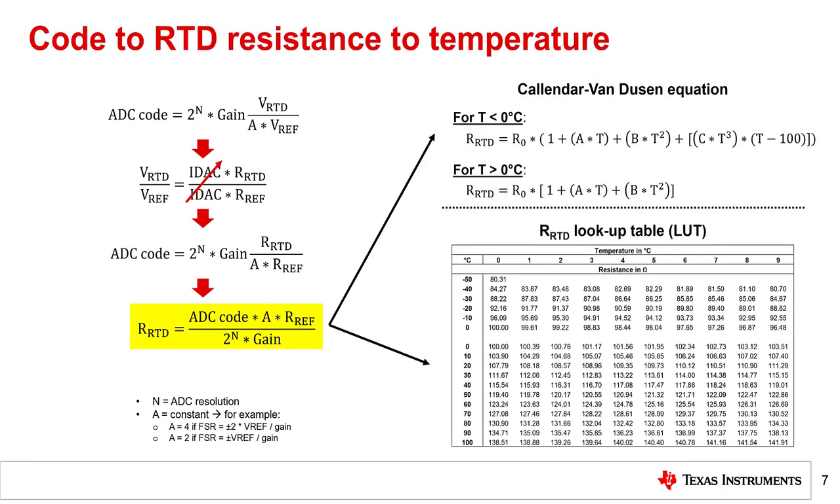Now that we have an equation for RRTD, we can use equations or lookup tables to correlate the RTD temperature to the measured resistance. These options are shown on the right. While the benefits and challenges of each resistance to temperature conversion method were discussed in a previous Precision Labs module, one additional consideration that we need to account for is the resolution of each method.